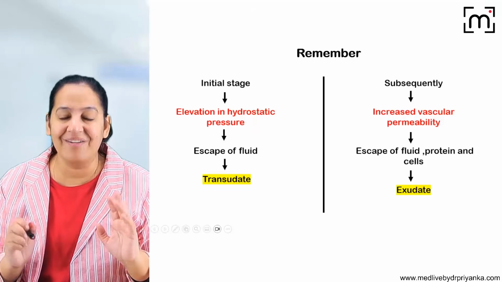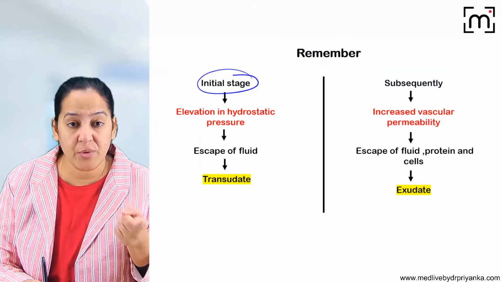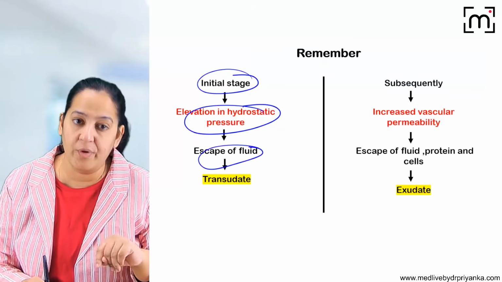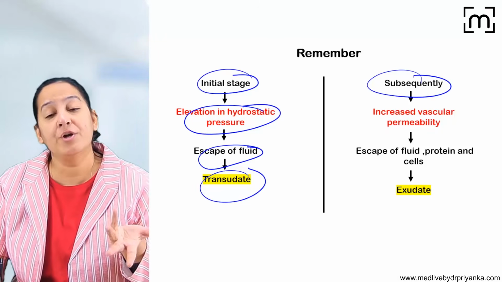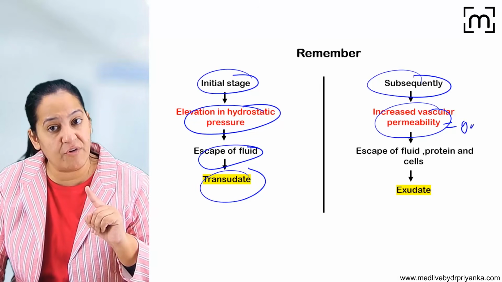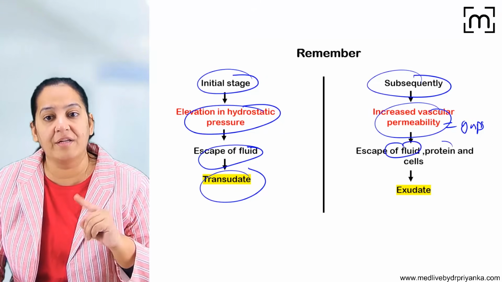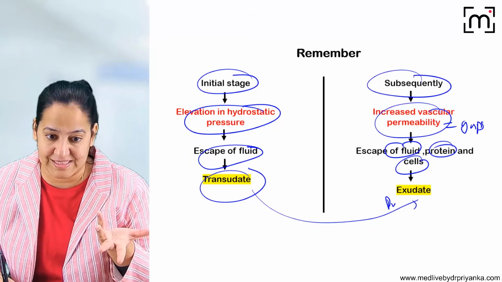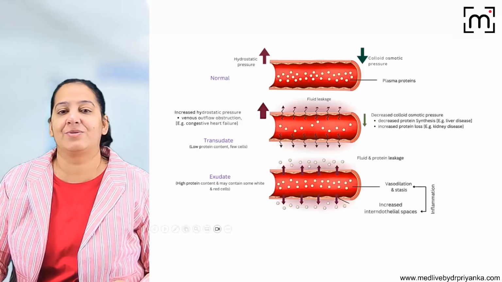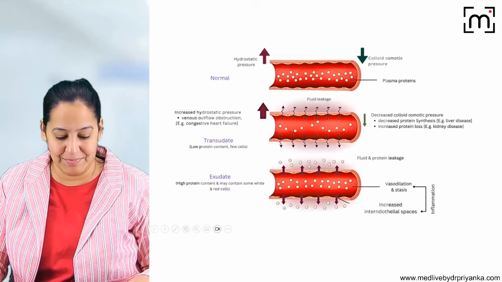So what we have learned? We have learned initially, due to increased hydrostatic pressure, only fluid comes out. That is transudate edema. Later on, subsequently, due to increased vascular permeability, that is creation of gaps, along with fluid, the protein and cell also come out. So basically, this edema gets converted into pus, and pus edema is known as exudate. How many of you got it? So the same thing is visible here.